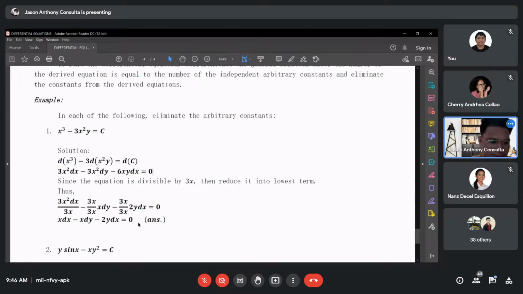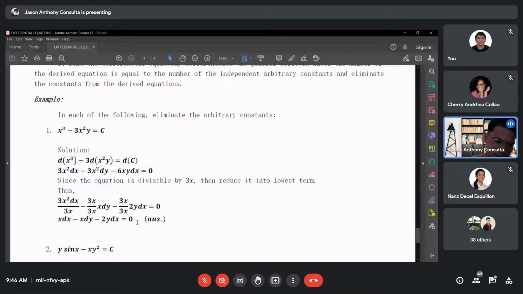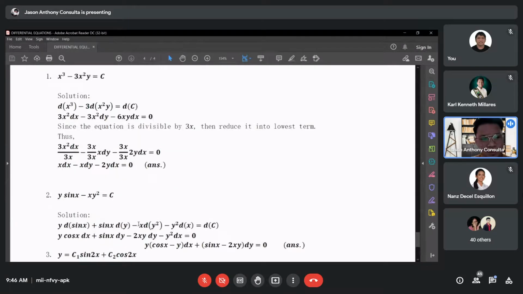So, ito. Sa second example, y sin x minus xy squared is equal to c. So, isang beses lang din i-differentiate since isa lang yung arbitrary constant natin. The same yung ginawa natin is derivative of a product. Okay, and the derivative of a constant, of course, 0. Then simplify.